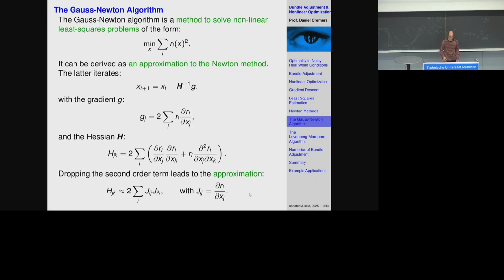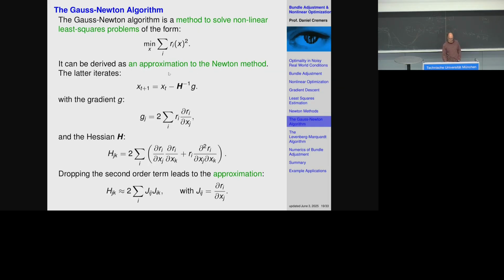Here's a variant of the Newton method that is really popular, and that is the workhorse of all bundle adjustment. It's a technique called the Gauss-Newton algorithm, and as you can see, it was named by two of the most influential scientists in history. It solves nonlinear least squares problems of this form, like we discussed. And the idea is the following. It can be derived as an approximation to the Newton method, right? So we take this nonlinear least squares and we run a Newton method on it.